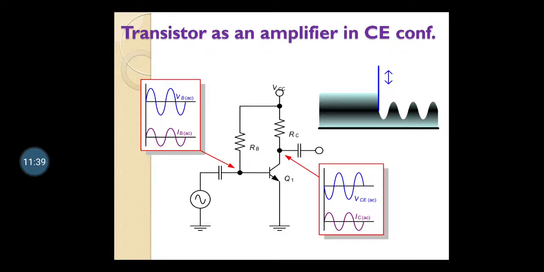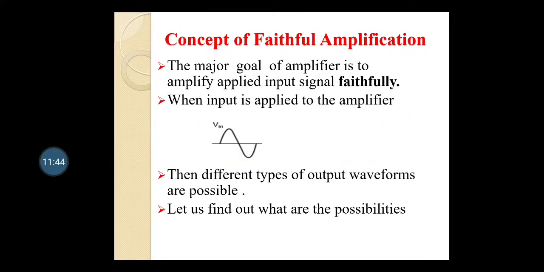So this is what you have to understand properly. First we will understand what you mean by faithful amplification. There will always be a term called faithful amplification. If you are using a transistor as an amplifier, you must have heard about amplifiers. There are many amplifiers. This amplifier should always have faithful amplification. For example, here I have shown one input, V input, applied to the amplifier. It's an AC signal with some peak value V in.